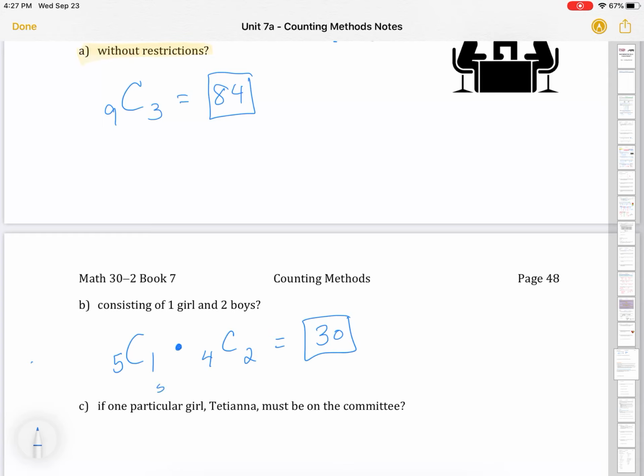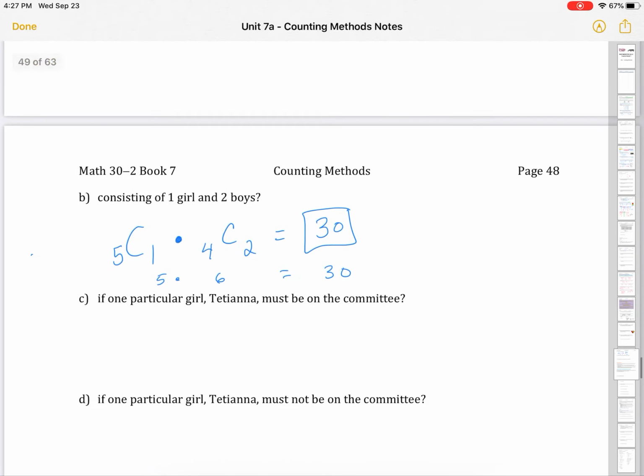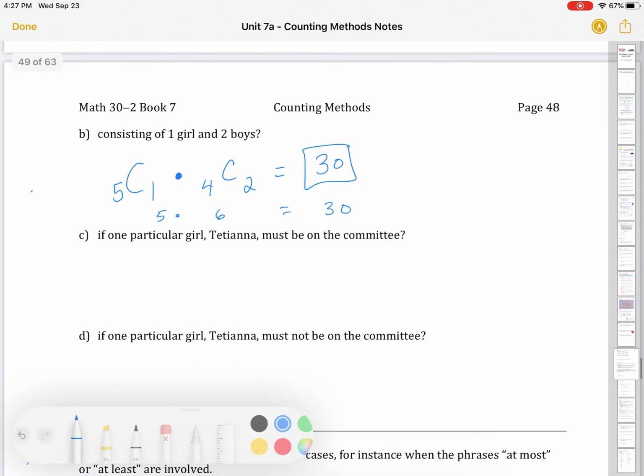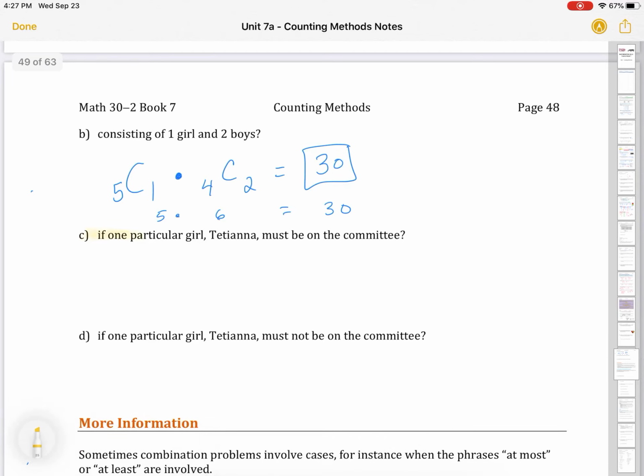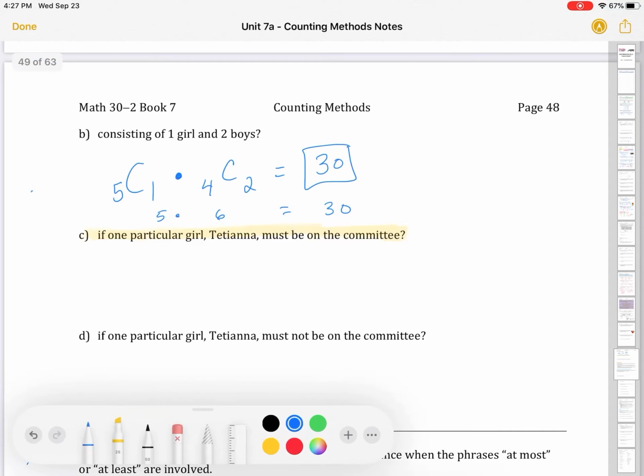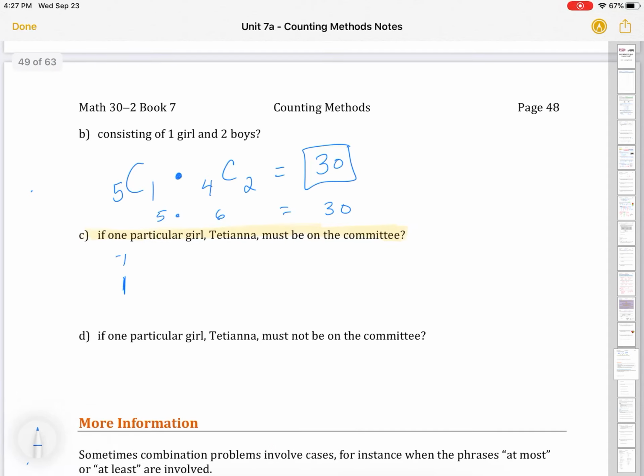Okay, and you can check that on your calculator. 5 choose 1, I believe, is 5, and 4 choose 2 is 6. So it's 5 times 6, which equals 30. I just want to double check my math there because it never hurts. Yep. Okay. Now, so that's our first restriction. Now here's our second restriction.